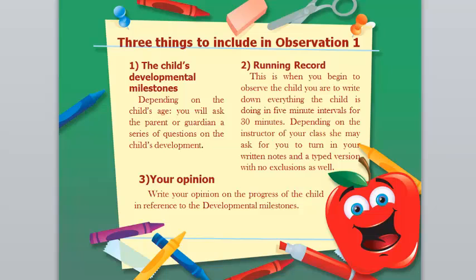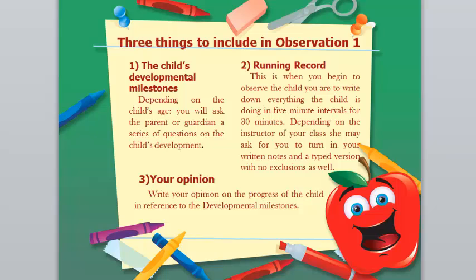You are to write down everything the child is doing in 5-minute intervals for 30 minutes. Depending on the instructor of your class, she may ask you to turn in your written notes and a typed version with no exclusions. And of course, your opinion. Write your opinion on the progress of the child in reference to the developmental milestones.